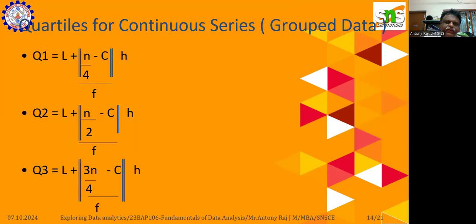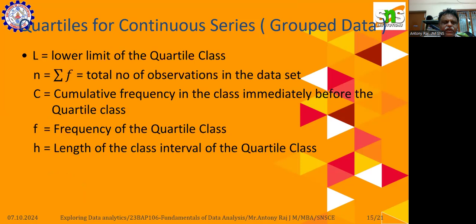Next, we go to the quartiles for a continuous series, which is again grouped data. Q1 is equal to L plus (N by 4 minus C) by F into H. Q2 uses N by 2 in the same way, and Q3 is equal to L plus (3 into N by 4 minus C) by F into H. These are for continuous series data. Here L is the lower limit of the quartile class, N is the sum of the total number of observations in the data set, C is the cumulative frequency of the class immediately before the quartile class, F is the frequency of the quartile class, and H is the length of the class interval of the quartile class.